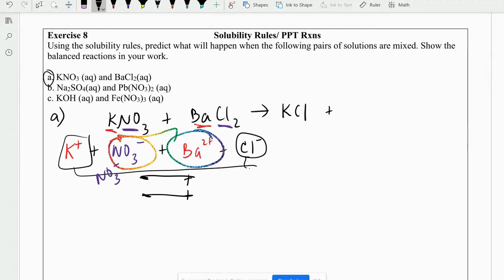So how do we write this formula over here on the product side? Well, you only have one barium. Remember, the metal is always written first. And then you have 2 nitrates. So you have to put nitrate in parentheses, close it off, and say 2.